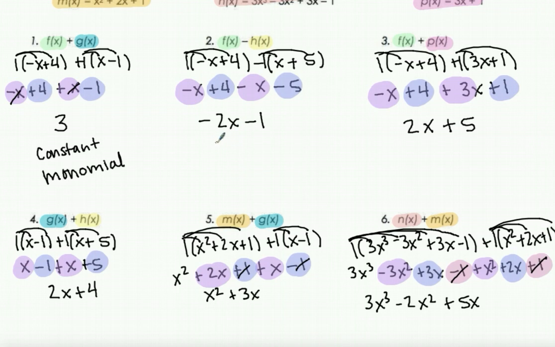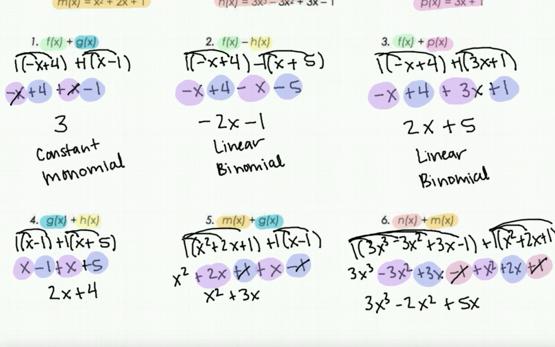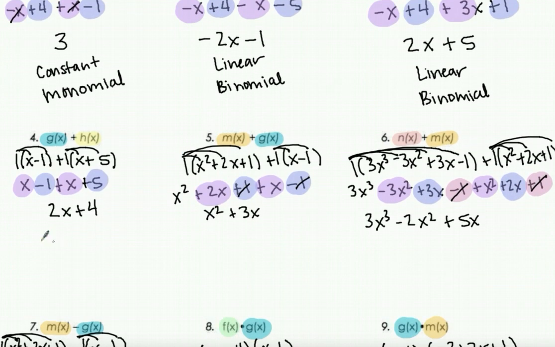In number 2, my degree is 1. So that means I have a linear. Because I've got two terms, that makes it a binomial. In number 3, I've got x to the first power, which makes it a linear. Two terms, which makes it a binomial. Number 4, I've got x to the first power, which makes it linear. Two terms, which makes it a binomial.